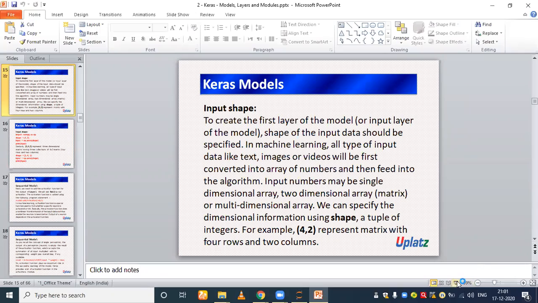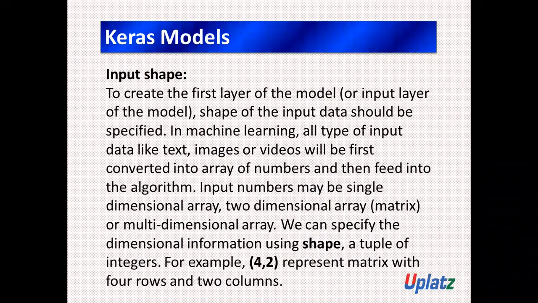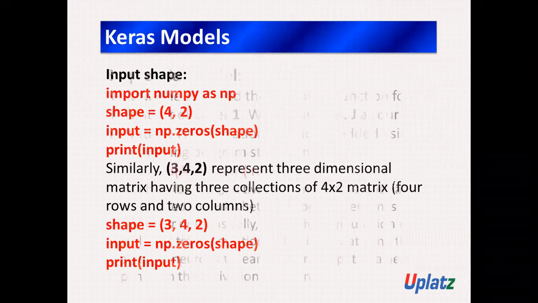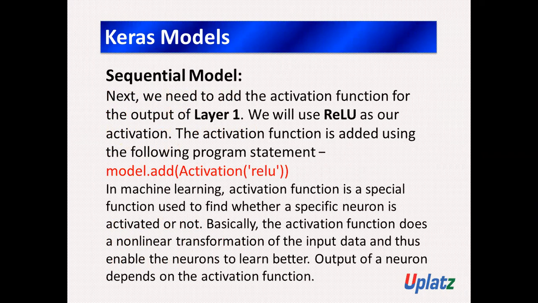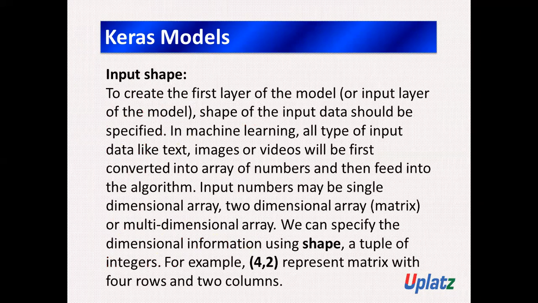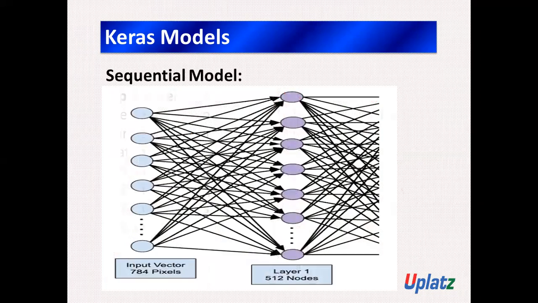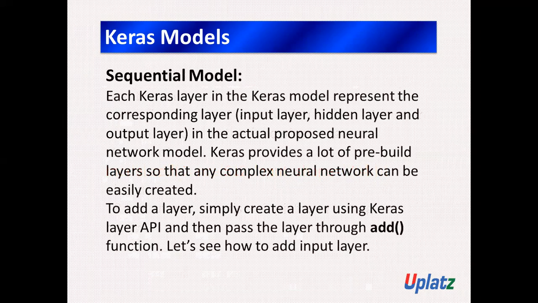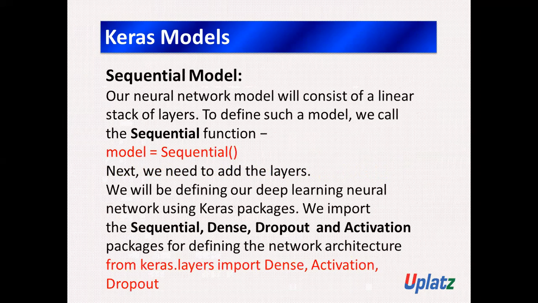Yeah, so now let's continue with our sequential model. What we have done till now: from keras.models import Sequential. And to add the layers, we have used the Sequential function. Our neural network will have a linear stack of layers. So to define such a model, we need to call the Sequential function: model equals Sequential.